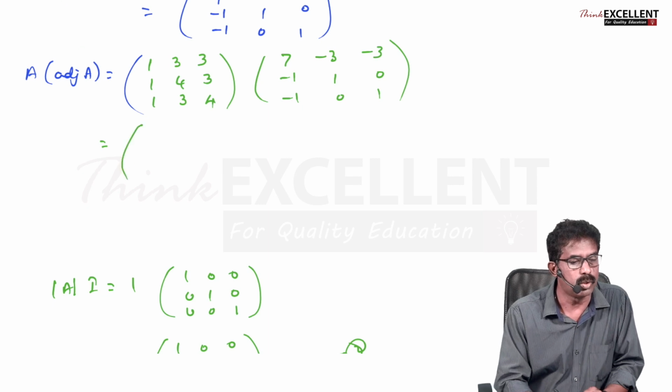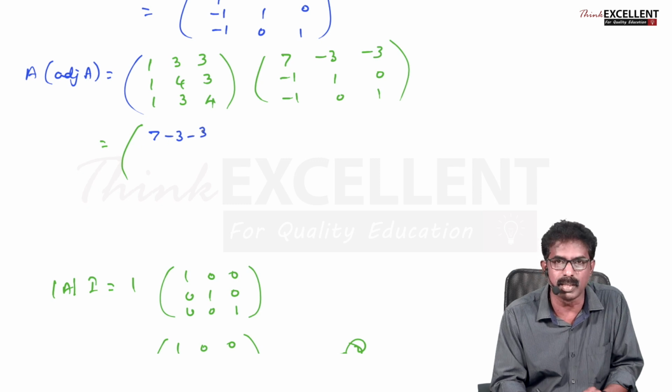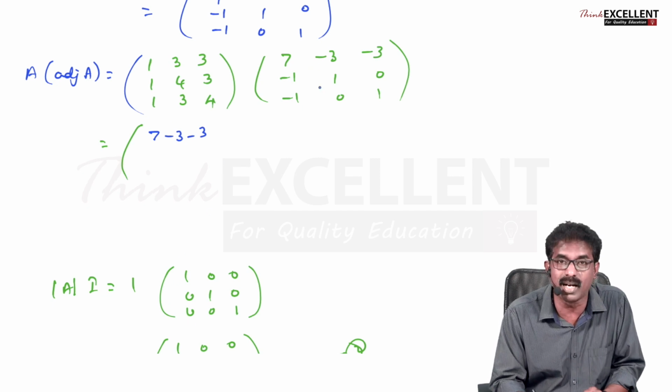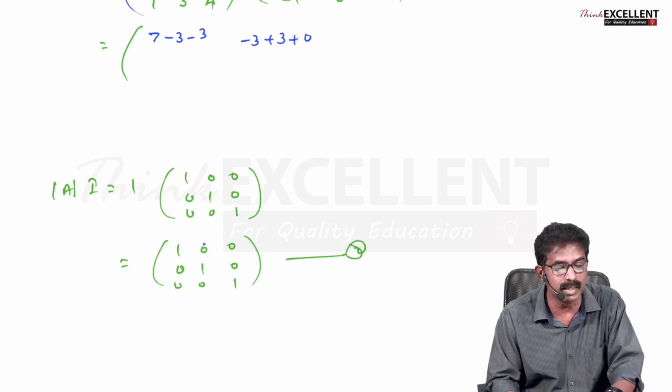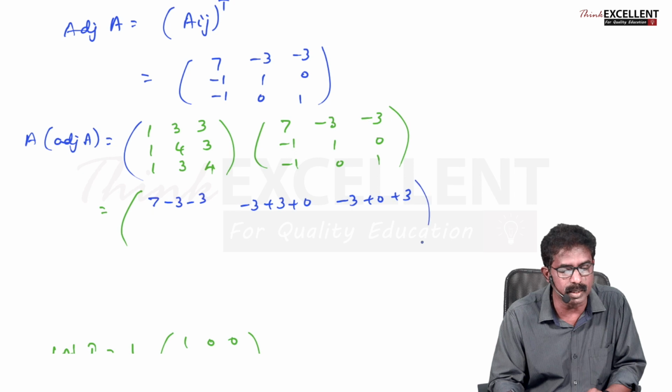Matrix multiplication, row by column, right? First row, first column: 1 into 7, 7; 3 into minus 1, minus 3; 3 into minus 1, minus 3. Now check it yourself: minus 3 minus 3 is minus 6, so 7 minus 6, 1. Yes, you got it. Now first row, second column: 1 into minus 3, minus 3; 3 into 1, 3; 3 into 0, 0. Minus 3 plus 3, answer 0. First row, third column: 1 into minus 3, minus 3; 3 into 0, 0; 3 into 1, 3. So again you are getting 0.